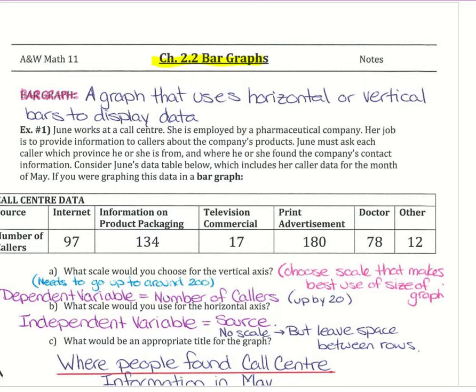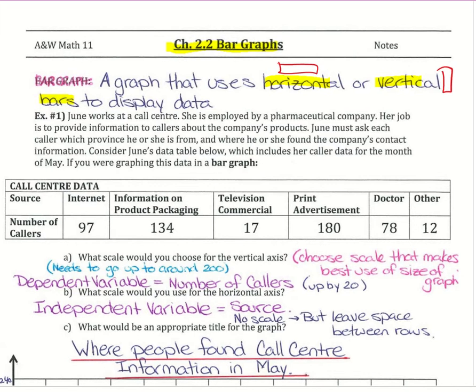All right, so let's take a look. What is a bar graph? Well, a bar graph is a graph that uses horizontal or vertical bars to display data. And we'll take a look at that a little bit, but basically you're thinking about bars that are going this way or bars that are going this way. All right, so when you take a look here, at the information in this first example.